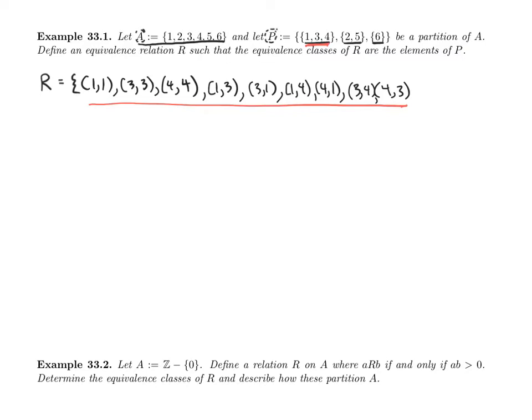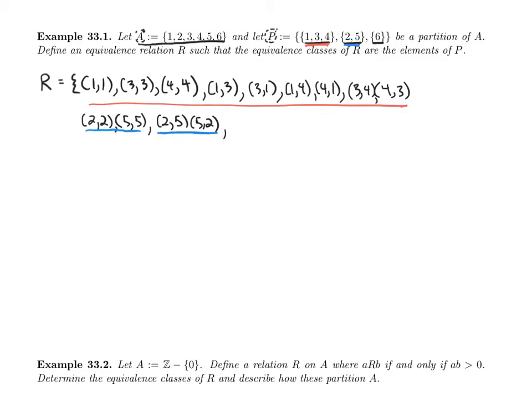Okay, let's do the next one. I'll do that in blue. So then we have 2, 2, 5, 5. And we have 2 is related to 5, and 5 is related to 2. So that's everything that comes from that second element of our partition.